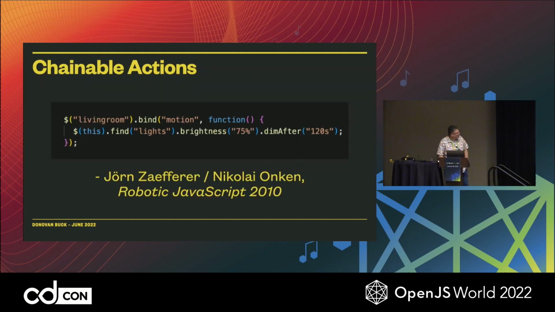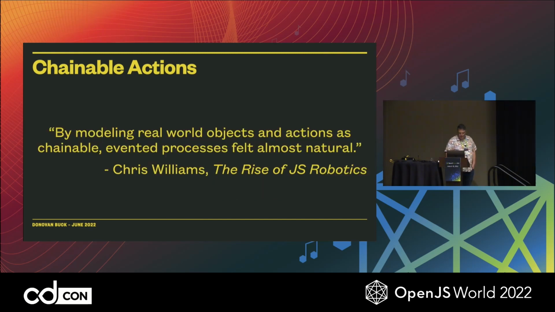This is actually from a talk that's more than 12 years old. This is from JSConf EU 2010. And they were just kind of looking into the future. This was before JavaScript on hardware was really a thing. And they were talking about how JavaScript as a language kind of fit beautifully with real world hardware applications. And in this particular example, which I don't find inspiring, they're chaining methods on a single object, where they're telling the lights to go to 75% and then dim after 120 seconds. But it did inspire one person, Chris Williams. He wrote this in a blog post in 2012.